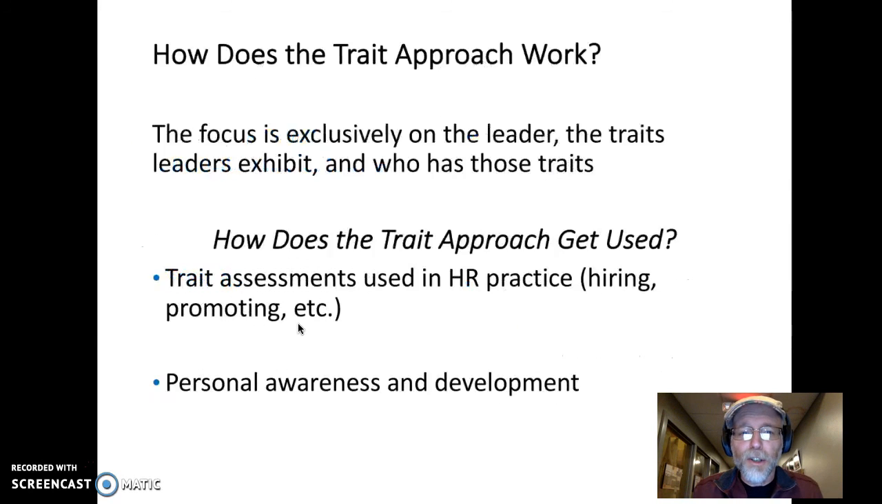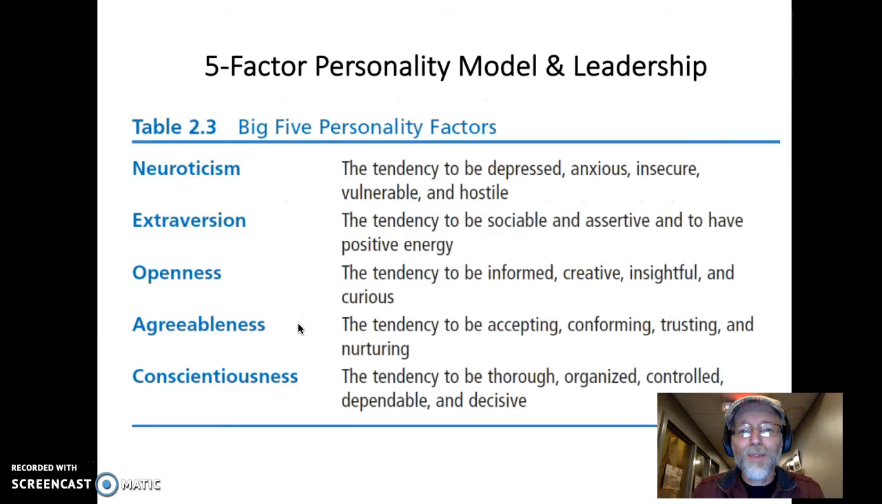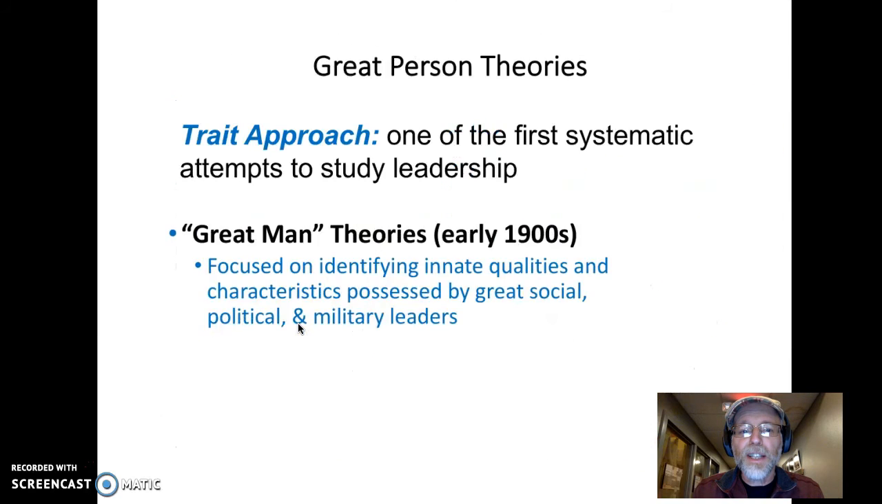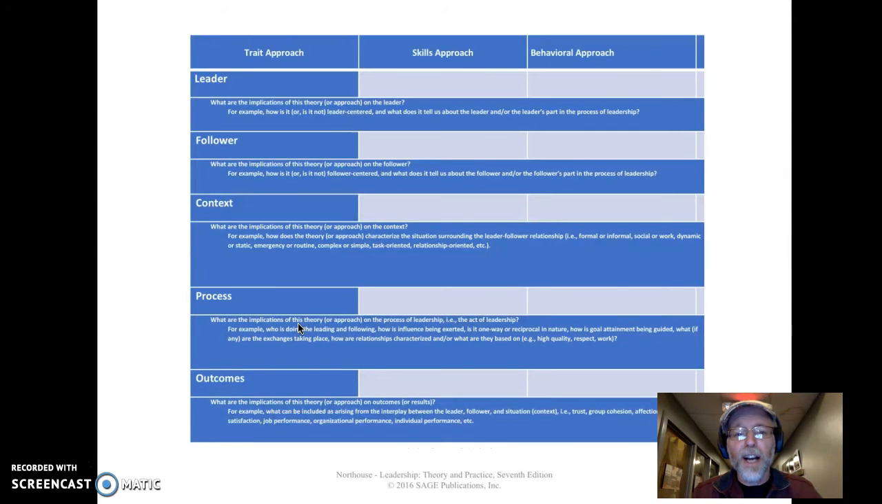So going back to your matrix, what you're going to fill out is identifying how the trait approach and leader work. It's the key traits of the leader. It's leader focus. It doesn't take into consideration the follower. And when you think about the context and the process, again, in certain contexts, certain traits work better. The process of influence is that leader using his traits or her traits to influence followers.